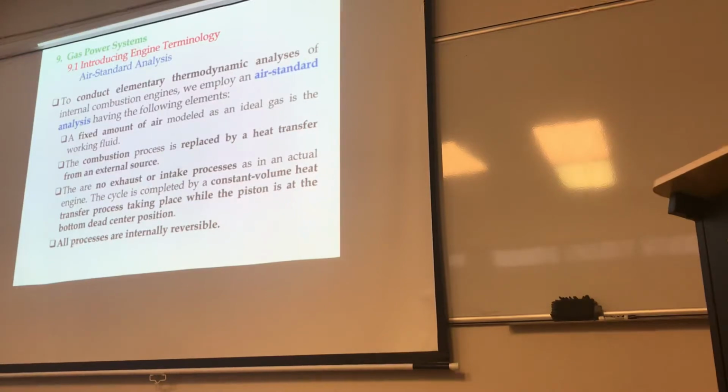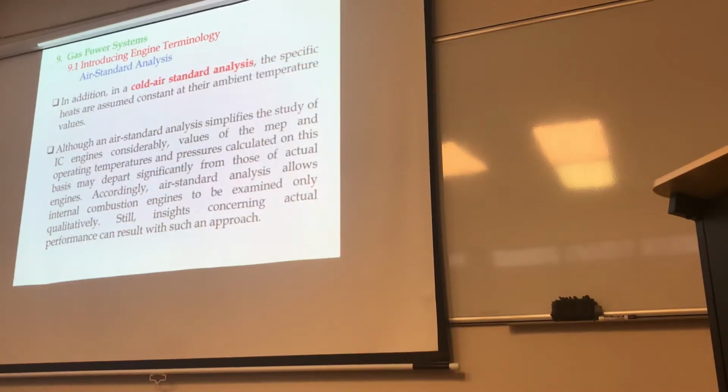And the exhaust, we just say it exhausts at constant volume. And then the heat addition is the same thing. So the combustion process is replaced by heat transfer from an external source, and there are no exhaust or intake processes as in the actual engine. So the cycle is completed by a constant volume heat transfer process taking place while the piston is at the bottom dead center. And of course, we also assume that everything is reversible. That way we can do the isentropic one, so we can do a clean TS diagram if we needed to.